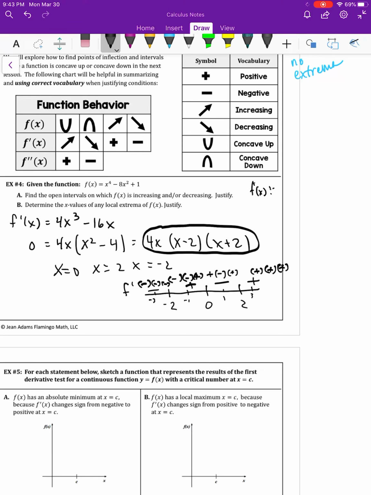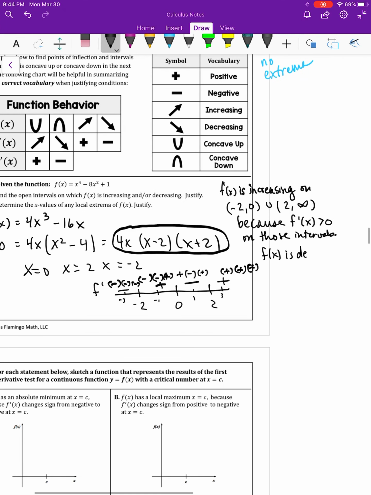So increasing and decreasing for this particular problem, we would say f of x is increasing on (-2, 0) union (2, infinity), because f prime of x is greater than 0 on those intervals.